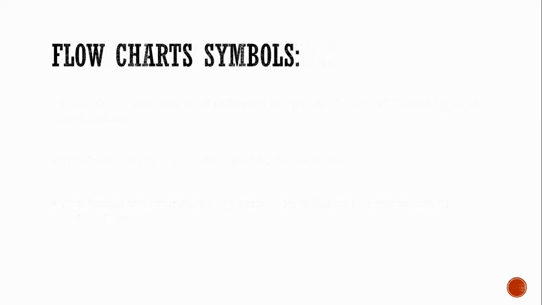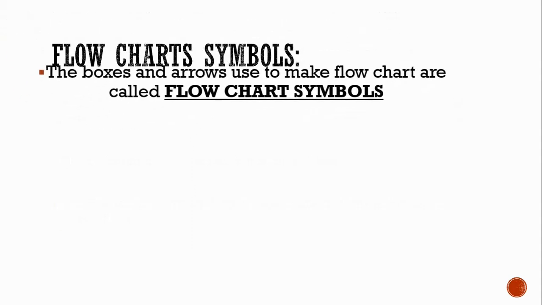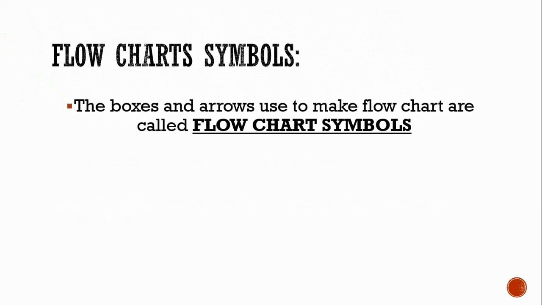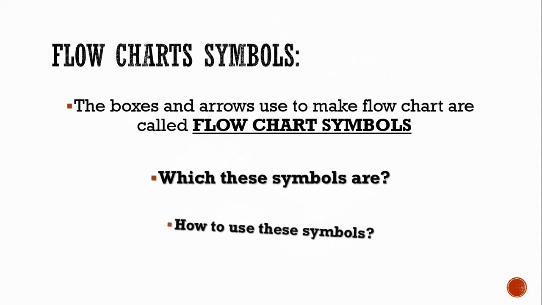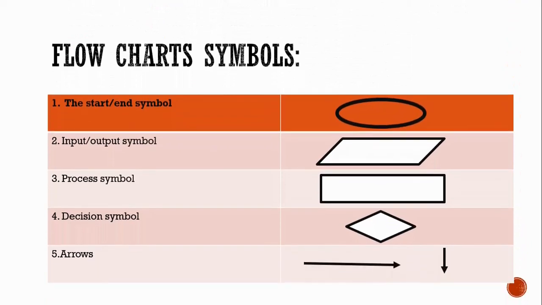Now girls, here we will use a term, flowchart symbols. What are flowchart symbols? The boxes and arrows used to make a flowchart are called flowchart symbols. Which are these symbols? How to use these symbols? We will deal with these two questions now.